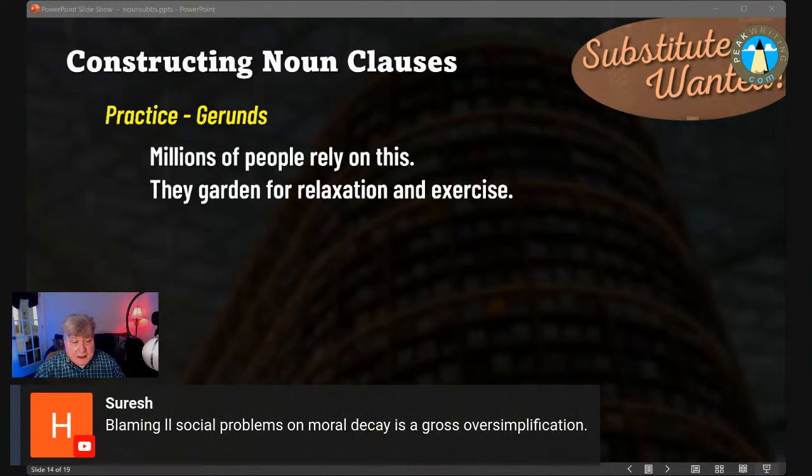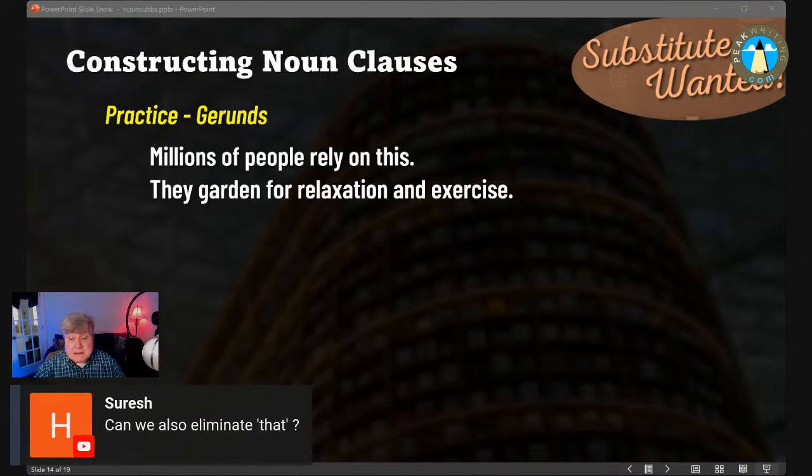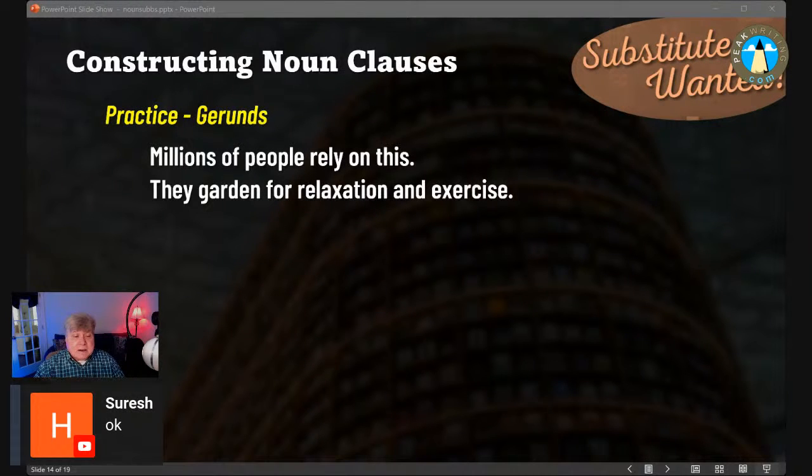Can you also eliminate the that? Yes, you did indeed. Suresh, I'm really glad to see you ask those kinds of questions because it shows me that you're in the exact mindset that you should be in. And that mindset is, how can I eliminate unnecessary words? How can I make my sentences even more condensed, even more streamlined? I really like your thought process there. Excellent.